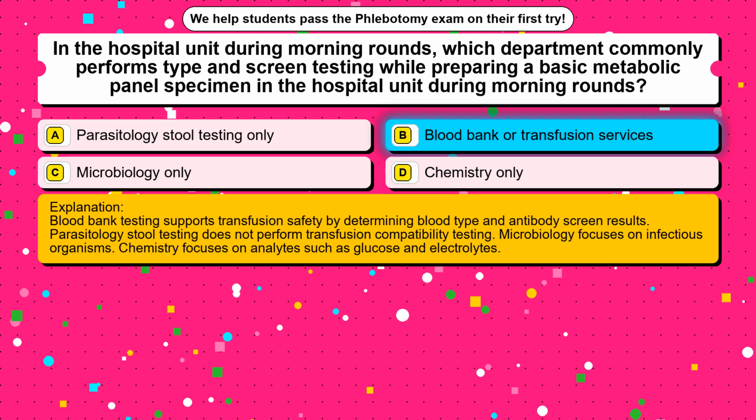Blood bank testing supports transfusion safety by determining blood type and antibody screen results. Parasitology stool testing does not perform transfusion compatibility testing. Microbiology focuses on infectious organisms. Chemistry focuses on analytes such as glucose and electrolytes.